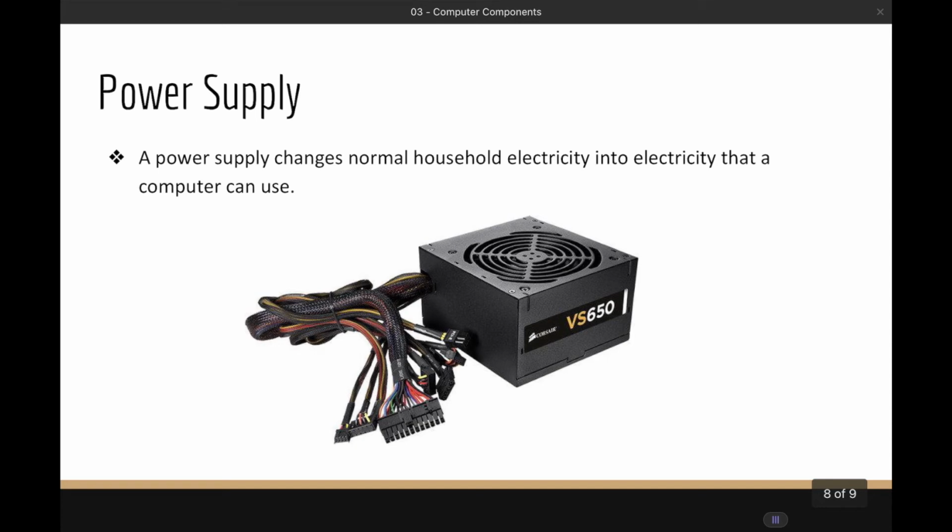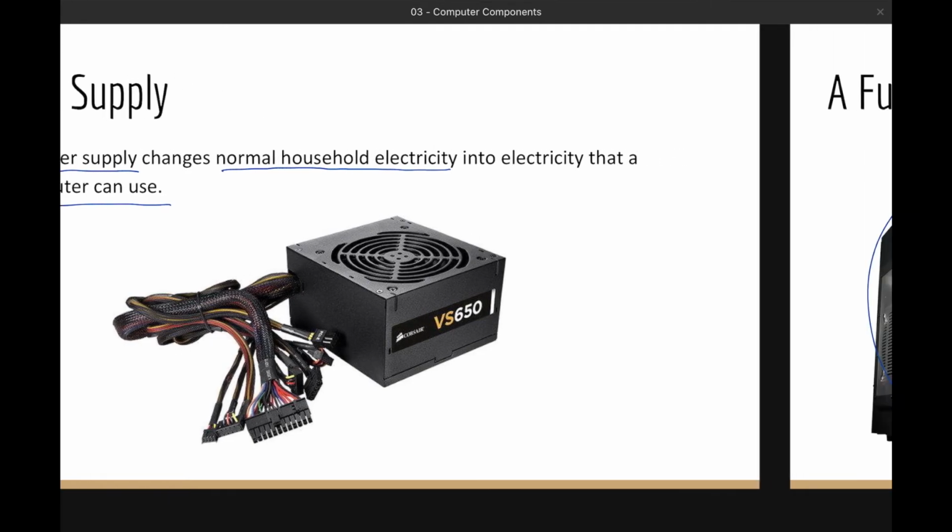Finally, to power everything, obviously you need some source of power, which is known as the power supply. The power supply changes normal household electricity into a suitable one that the computer can use. So this is a snapshot of a power supply unit.